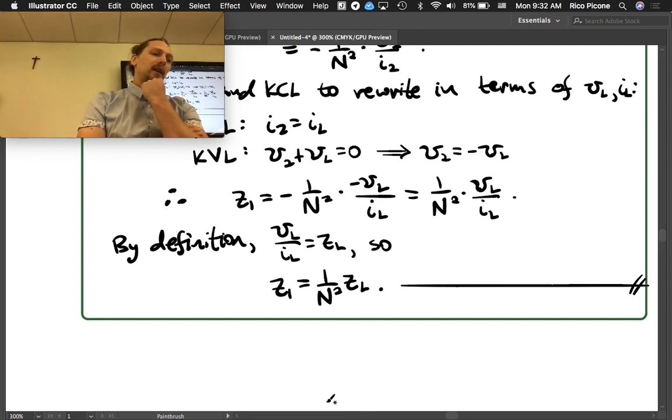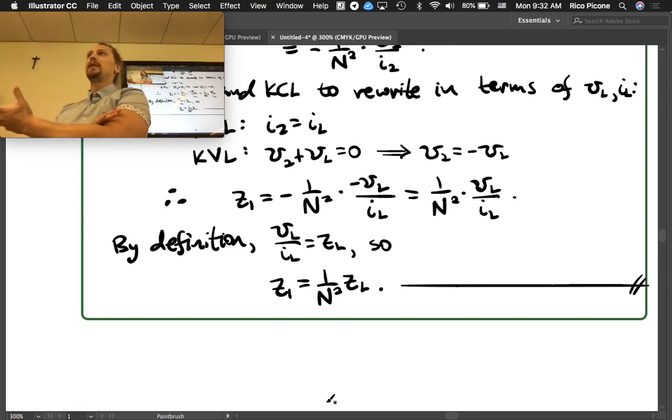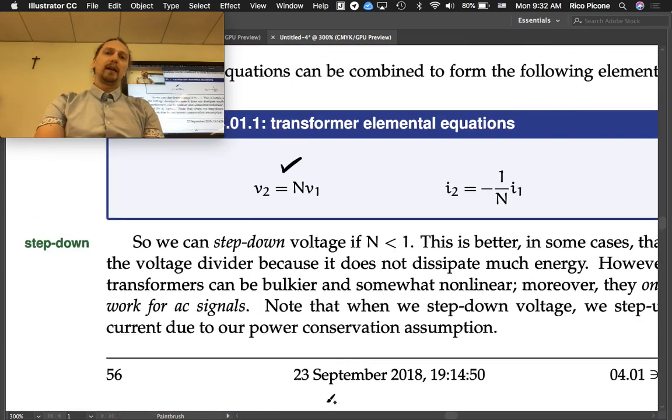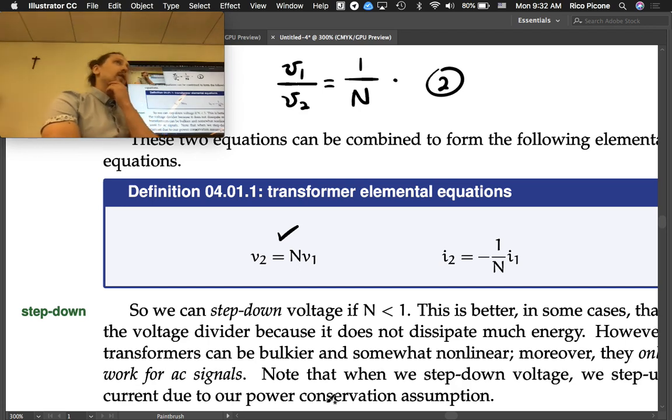So lots of applications. You see them come up a lot. But now we can deal with them using impedance methods, but also using differential equation methods as well. There's no reason why we couldn't use these same transformer elemental equations in our typical circuit analysis techniques of Chapter 2 as well. So, yeah. All right, any questions on transformers?